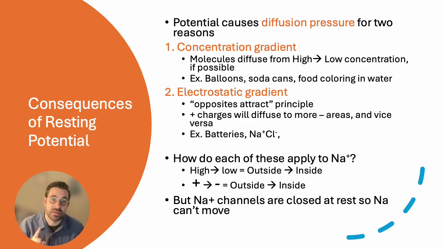Number 1 is something called concentration gradient. In chemistry, you might know that molecules tend to diffuse from high to low concentration, if possible. So when something is in a high concentration area and it meets a low concentration area, it'll diffuse and then even out. That's kind of how chemistry works, right?